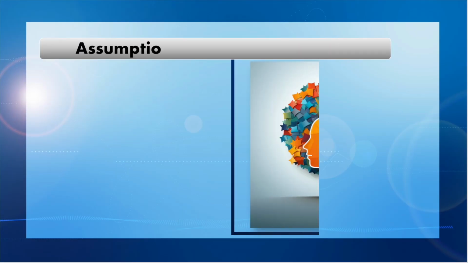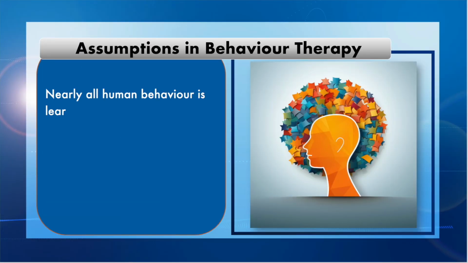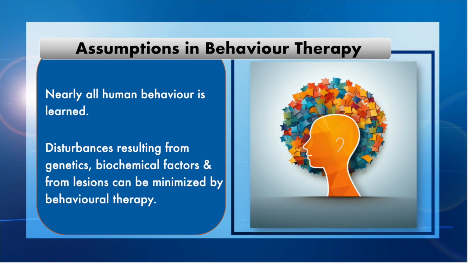Let us see the assumptions in behavior therapy. Nearly all human behavior is learned, we all know that. Disturbances resulting from genetics, biochemical factors and even from lesions can be minimized by behavior therapies. Abnormal behavior is the direct result of maladaptive patterns of behavior or failure to learn adaptive responses, thus resulting in behavioral deficits. Let us see the goals of behavior therapy in substance use disorders.